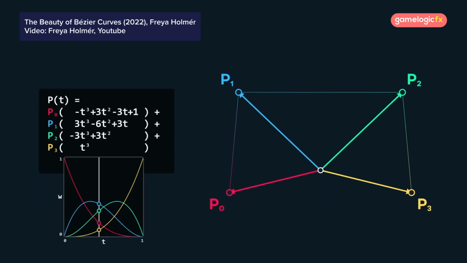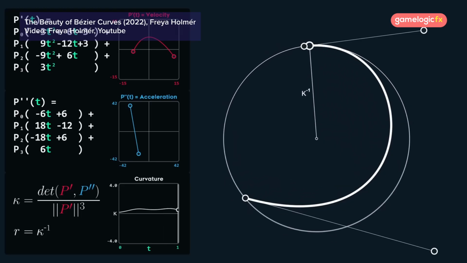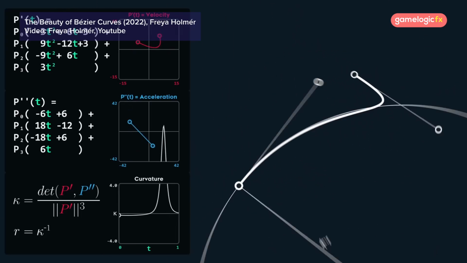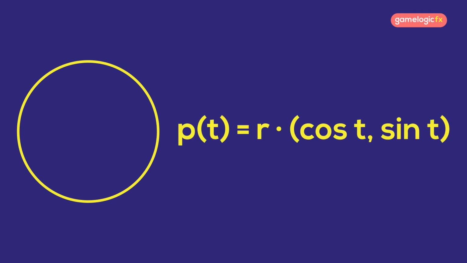Curves use a set of control points in their equations. These concepts are wonderfully explained in Freya Holmer's beautiful videos. See the links in the description. We can write equations in vector form. Here is the circle's vector equation. Vectors can also be parametrized. Here is the circle again in this form.